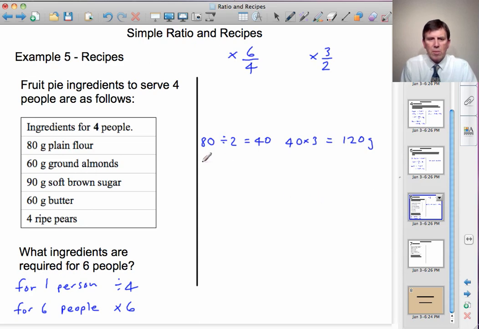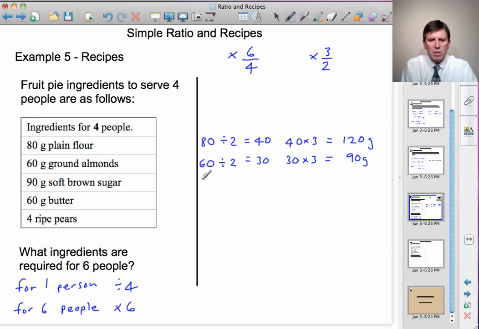What about the ground almonds? 60 divided by 2 is equal to 30. And then I need to multiply that 30 by 3. And 3 lots of 30 is 90. And the units in grams again.